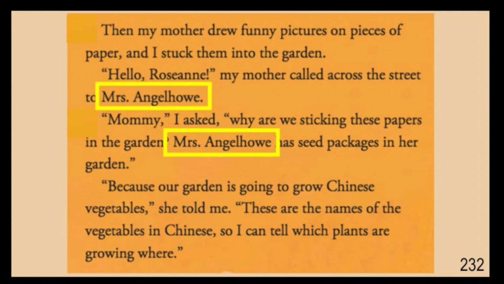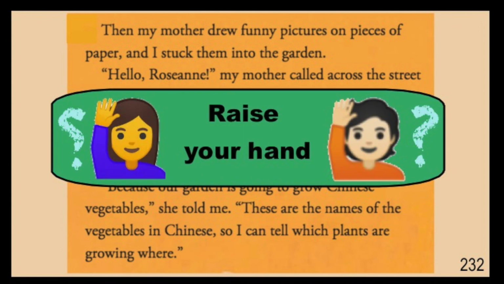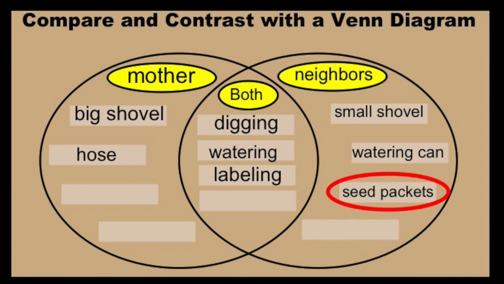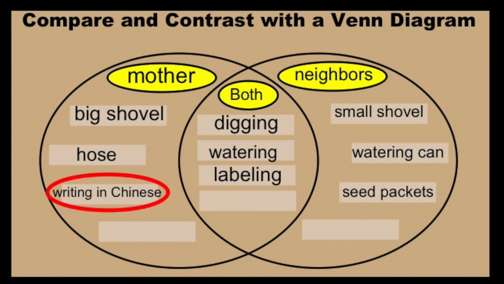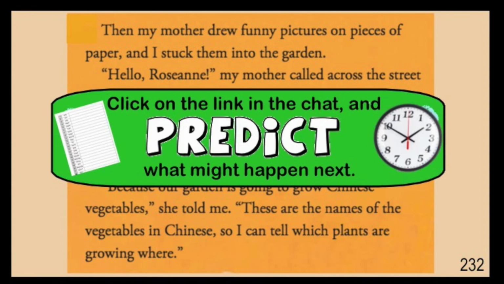Good job. Miss Angel Howe is a proper noun, and her first name is Roseanne, and she is a neighbor. But what is being compared and contrasted on this page? Raise your hand if you have an idea. So yes, everybody is labeling their garden, but the neighbors are using seed packets, and Mother is writing in Chinese. Do you see a pattern happening on these pages? Can this pattern help you to predict what might happen next?